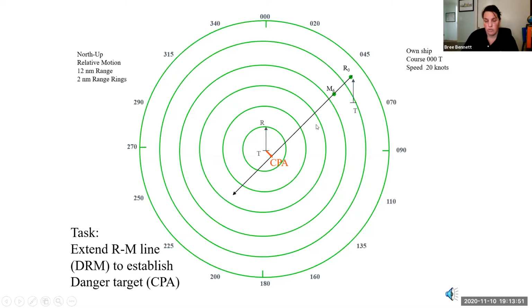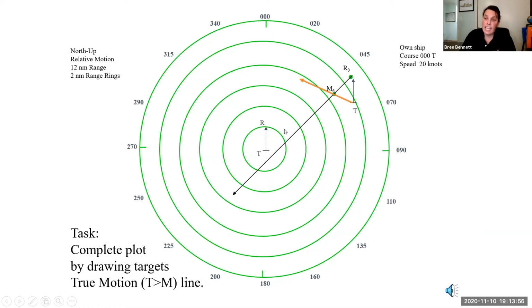And that will give me my CPA. I'm not okay with the CPA. So I need to determine, do they have to change course or speed, or do I change course or speed? Who is give way, who is stand on? What helps me decide that is seeing what their true course and speed is, what their true motion is. If they are headed this way and I am headed this way, they are stand on and I have to give way. So I need to bend this relative motion line.